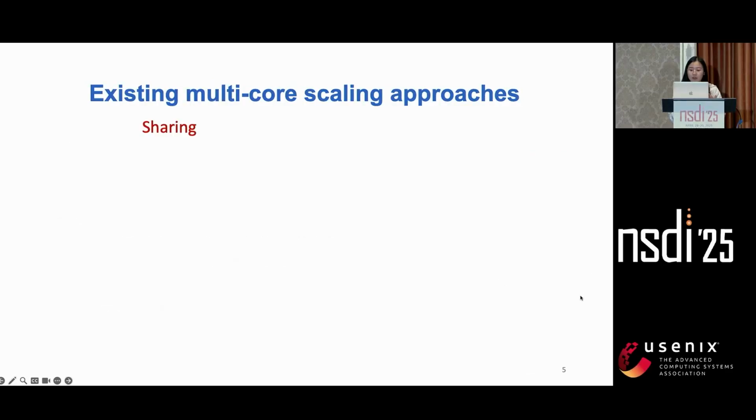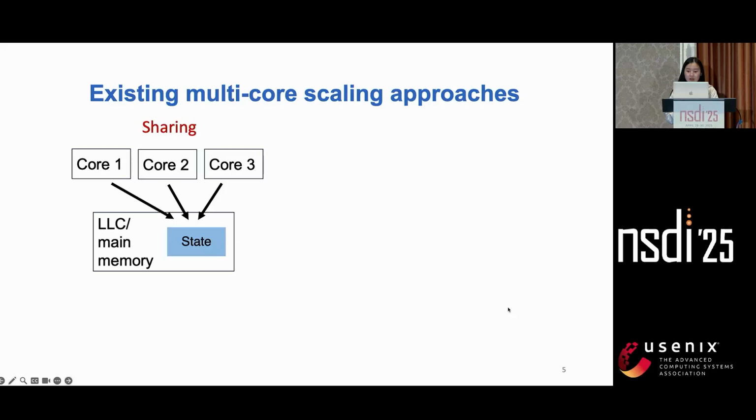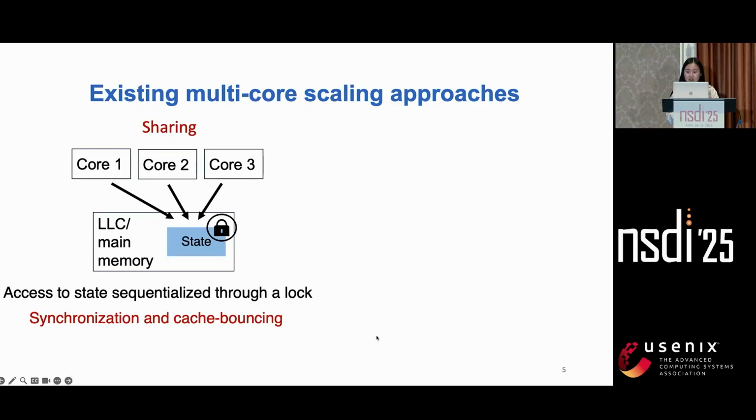There are some existing works on scaling throughput using multiple cores. The first one is sharing, which shares states across cores, and the state could be stored in the LLC or main memory. When a core wants to process a packet, it will first lock the state, then update the state, and then unlock the state. So the access to the state is sequentialized through the lock. As we can see, this approach has synchronization cost because of the lock and also cache line bouncing across cores.